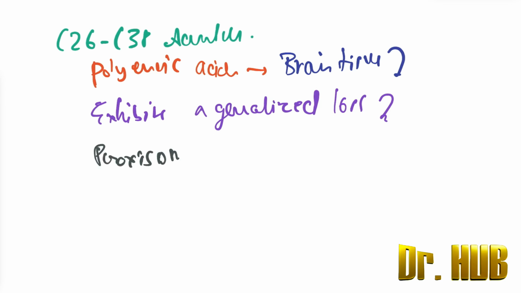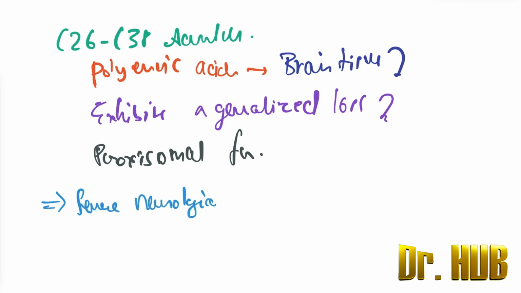Peroxisomal functions, and this disease causes severe neurological symptoms, and most patients die in the first year of life.